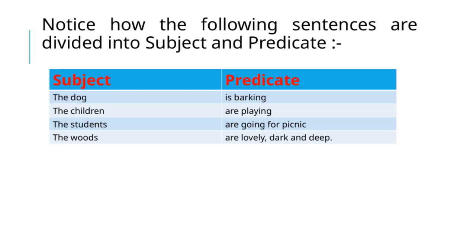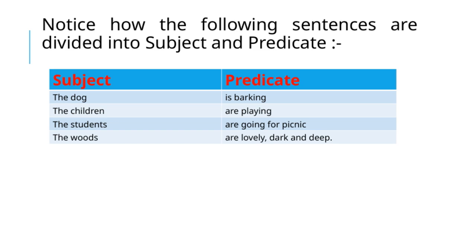Now let's take a closer look at this table. Here, we see some examples that illustrate how sentences are divided into subject and predicate. For instance, in the first row, the dog is the subject, and his barking is the predicate. This shows us who or what the sentence is about and what action is taking place. Moving to the second row, the children is the subject, and our playing is the predicate, again highlighting the main focus and the action happening.